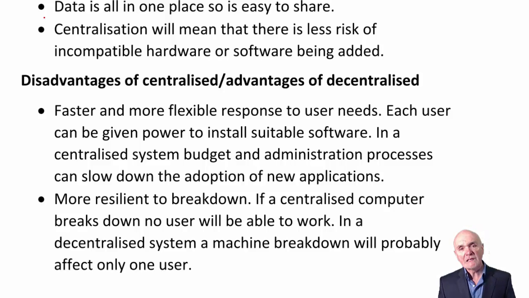And finally, more resilient to breakdown. In a centralized system, if that central computer breaks down, no one can really work. Whereas in a decentralized system, even if one of the computers breaks down, by and large, the other ones can continue pretty much as they were.